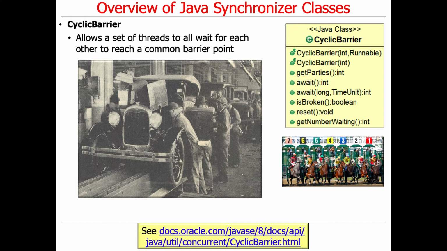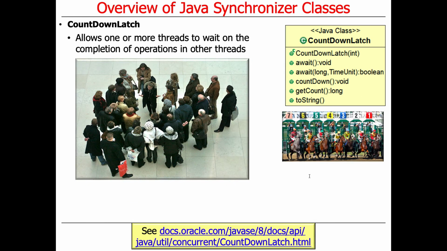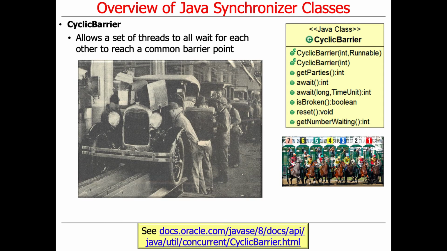And so it's a bit like a countdown latch. The difference is the countdown latch only can be used one time before it has to be reset. With a cyclic barrier, once everybody reaches a certain point, then they can all start and the barrier automatically resets. So the next wave can come through and everybody will block once again.